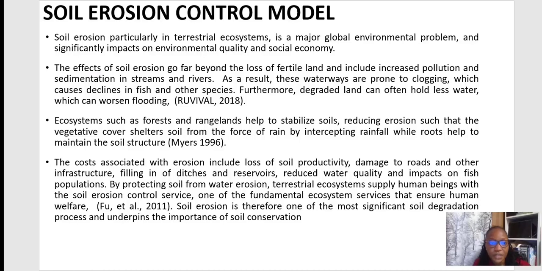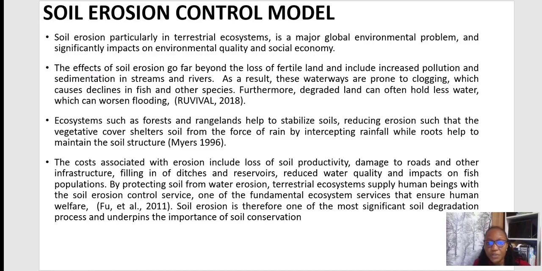Our last model today will be the soil erosion control model. In the soil erosion control model, we must understand that soil erosion, particularly in terrestrial ecosystems, is a major global environmental problem and significantly impacts environmental quality and the social economy.